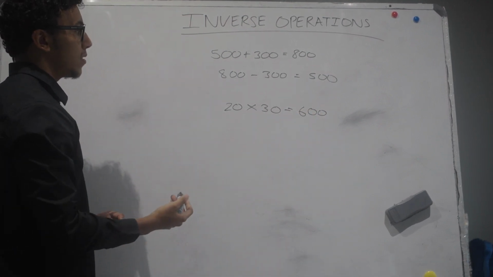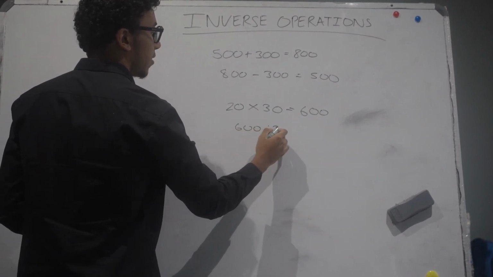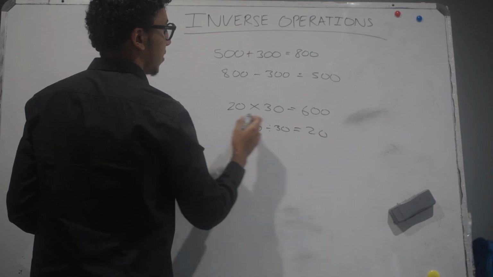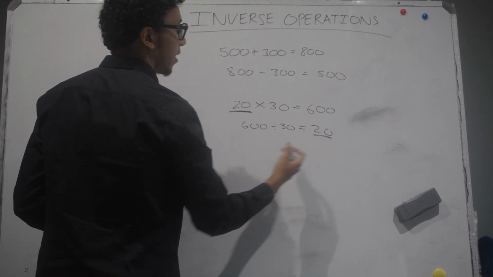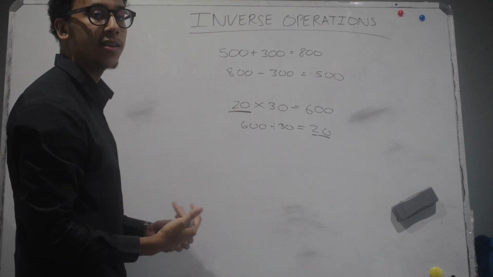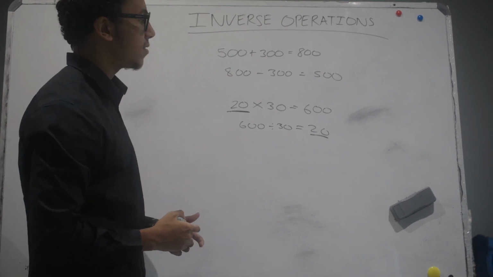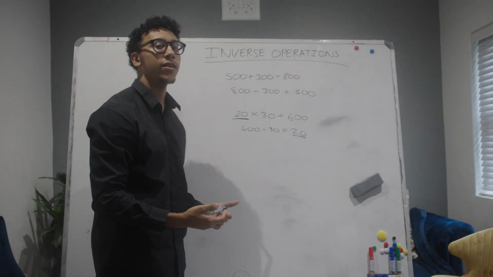Now when we take that 600 and we divide it by 30, we get back to 20. That same number we started with, we can get back. So the multiplication sign is inverted by the division sign, and we end up back where we started. So that's the inverse operations, and I hope you find that useful.